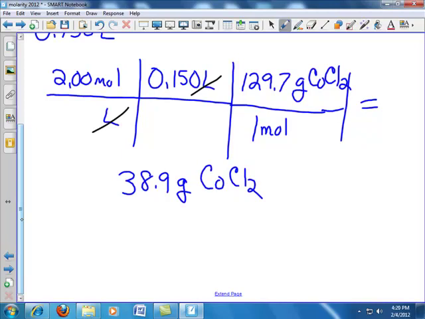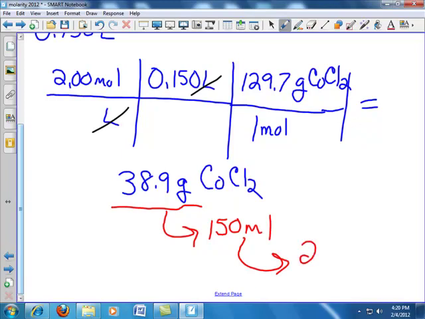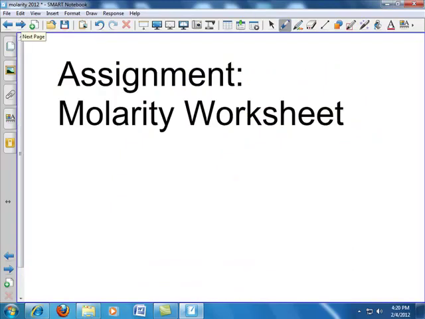And remember, what exactly does this mean? Well, what this means is if I take 38.9 grams and I put that into 150 milliliters of water, I am going to get a 2 molar solution. You should now have enough information to work on your molarity worksheet.